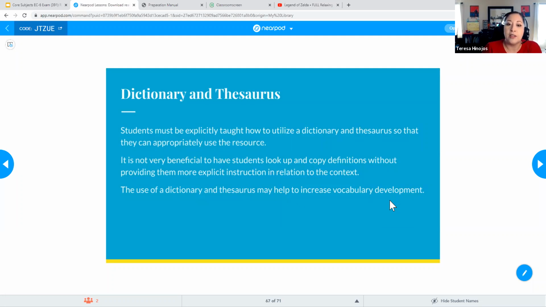And so with the use of the dictionary and the thesaurus, especially the thesaurus, it's also going to help to increase a student's vocabulary, because you may explicitly teach a vocabulary term and then have the students look it up in the thesaurus and they'll see other words that mean that same thing. So it's just a way to grow their vocabulary knowledge.